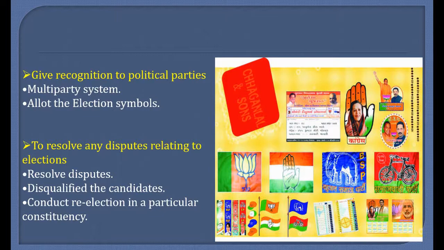Let us move to the next function, that is, to resolve any disputes relating to the election. The election commissioner has the responsibility to resolve any dispute that may arise regarding elections. Accordingly, to declare any candidate as disqualified or conduct re-election in a particular constituency is the responsibility of the election commissioner. Means the election commissioner has the right to disqualify the application of a candidate in case he is involved in any malpractices or criminalization. Even he can conduct re-election of a particular constituency.